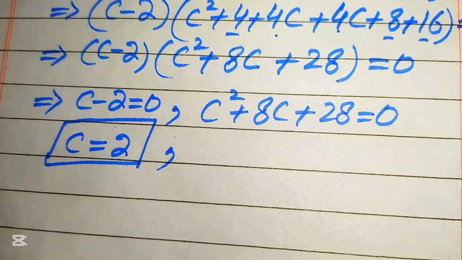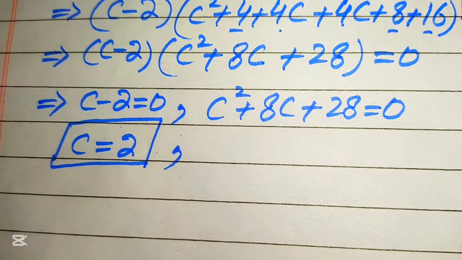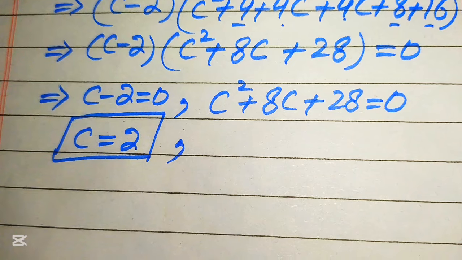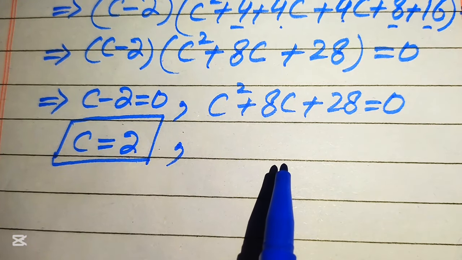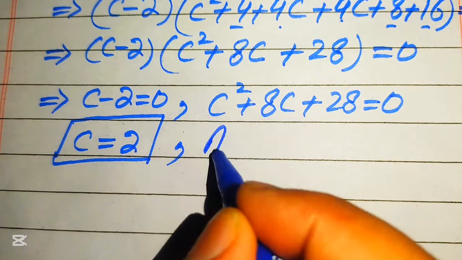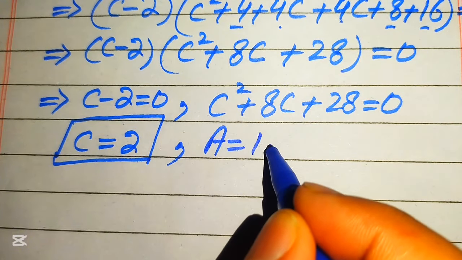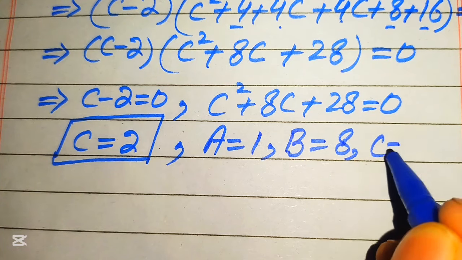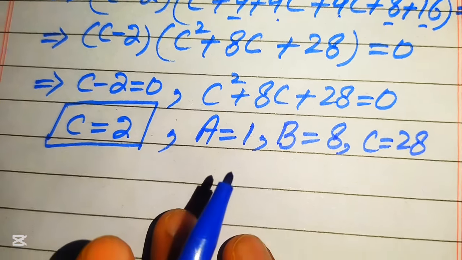So you know that there are three methods to solve the quadratic equation. The first method is the factorization method, the second method is completing the square, and the third method is by applying the quadratic formula. So here in this question I can just apply the quadratic formula to solve this problem. For this, first we need to write the coefficients of this equation, and its coefficients are a equals 1, b equals 8, and c equals 28.